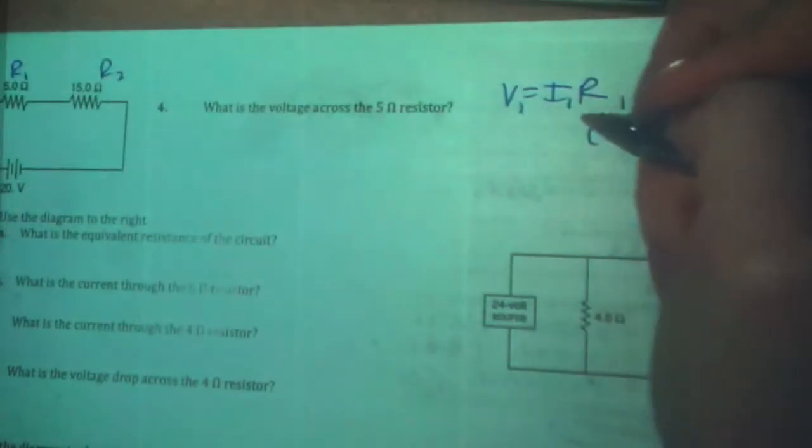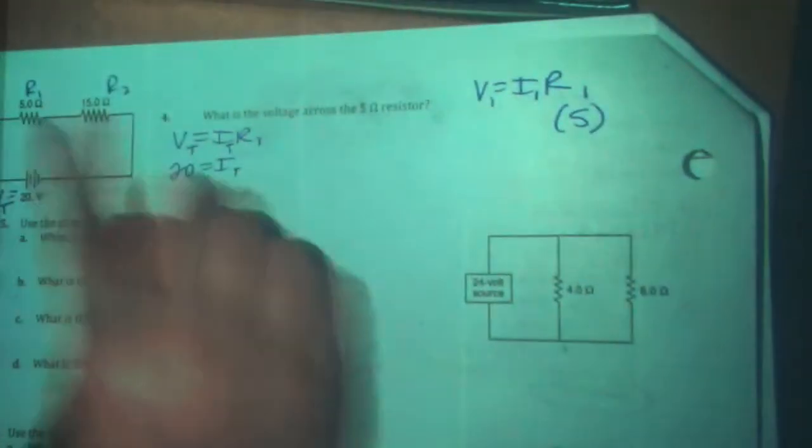Now, I don't have I1 right now, but I do have the voltage of the battery, which is the total voltage. So I can use V equals IR, with total voltage and total resistance, to get the total current. So 20 equals I total times R total. Total resistance would be the 5 plus the 15, which is 20. So that's going to give me a total current of 1 amp.